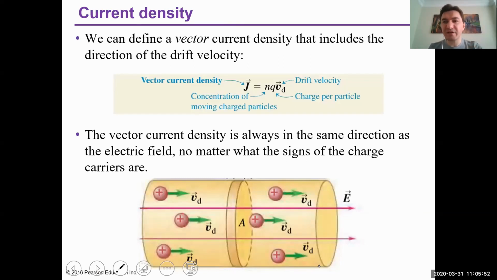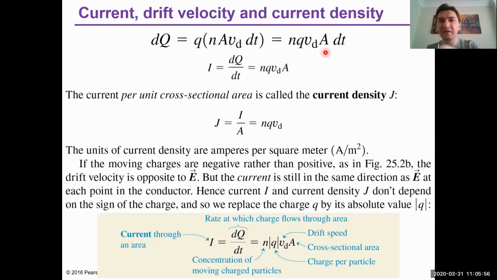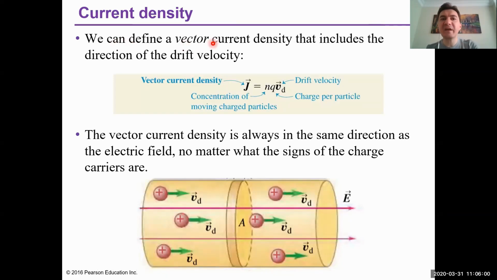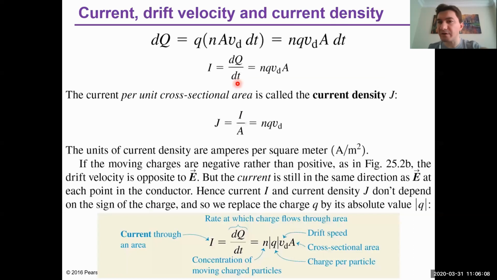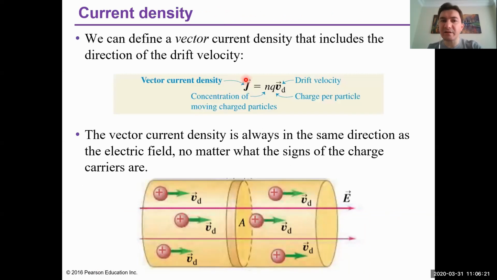But of course there's a difference between current and current density. So we can define a vector current density that includes the direction of the drift velocity. So current is not vectorial. Don't forget, I will talk about this, but this current density is vectorial. This is not vectorial, this is vectorial. Don't forget this. And since this is a vector, we can show the vector current density by the direction of the drift velocity, okay? So again, I would like to remind you that the vector current density is always in the same direction as the electric field. So this J is always along the electric field, no matter what the signs of the charge carriers are.